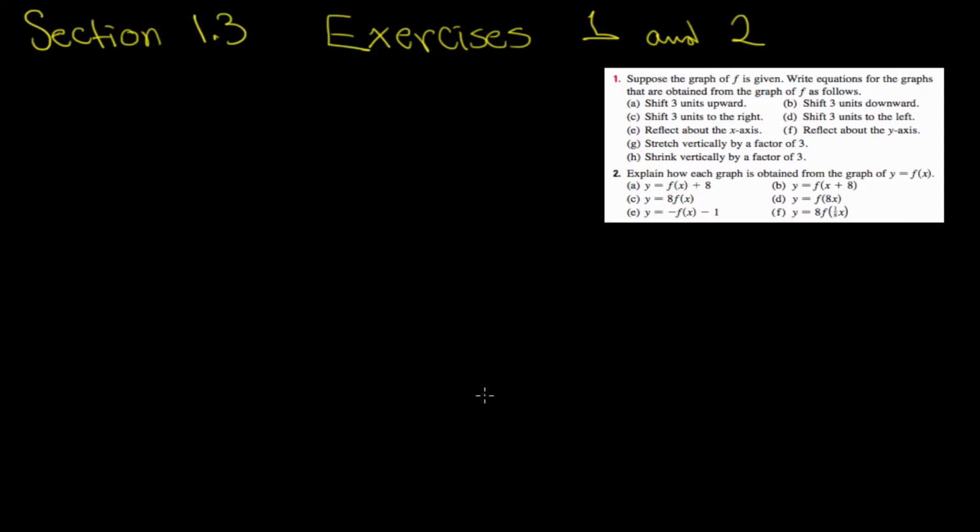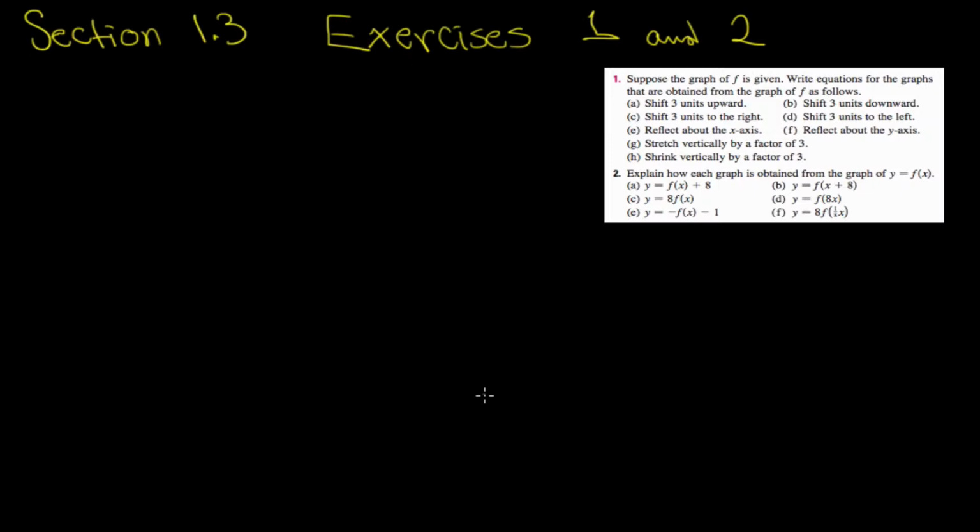Alrighty, today we're going to be doing exercises 1 and 2 from section 1.3 of Stewart's Calculus, Early Transcendentals, 7th edition. They're not too difficult. They have to do with function transformations and identifying the types of transformations. So we're going to jump right in.